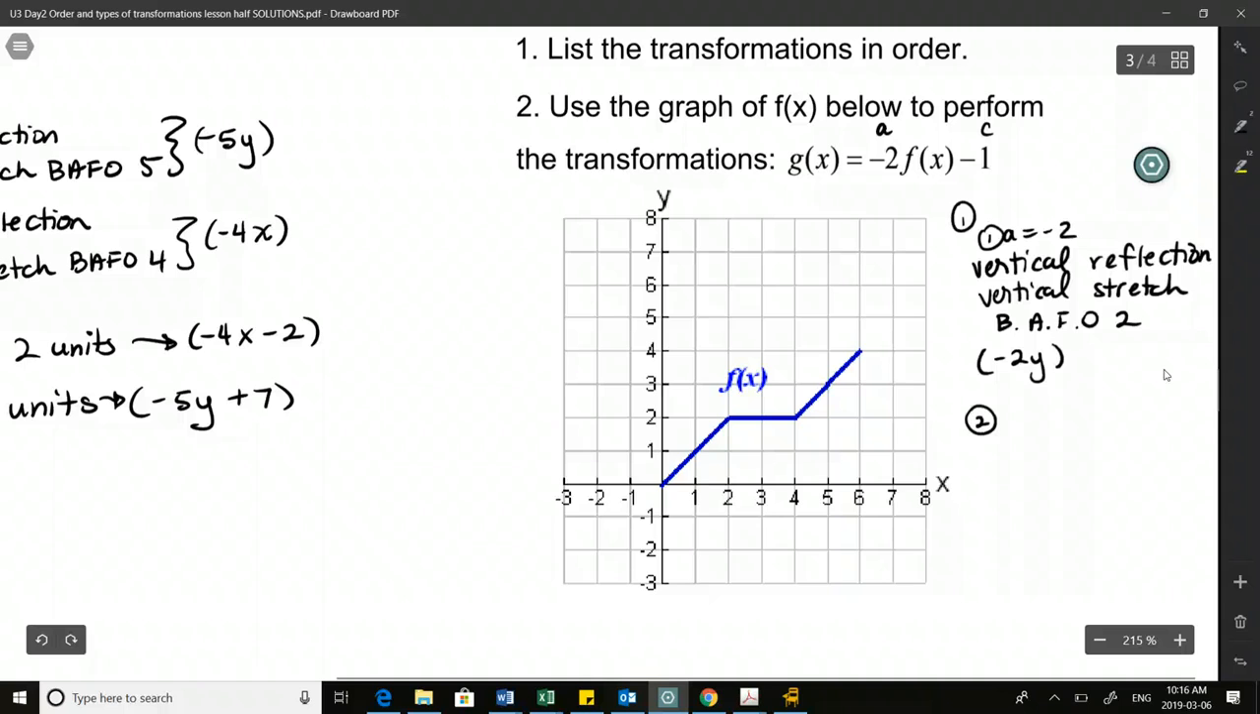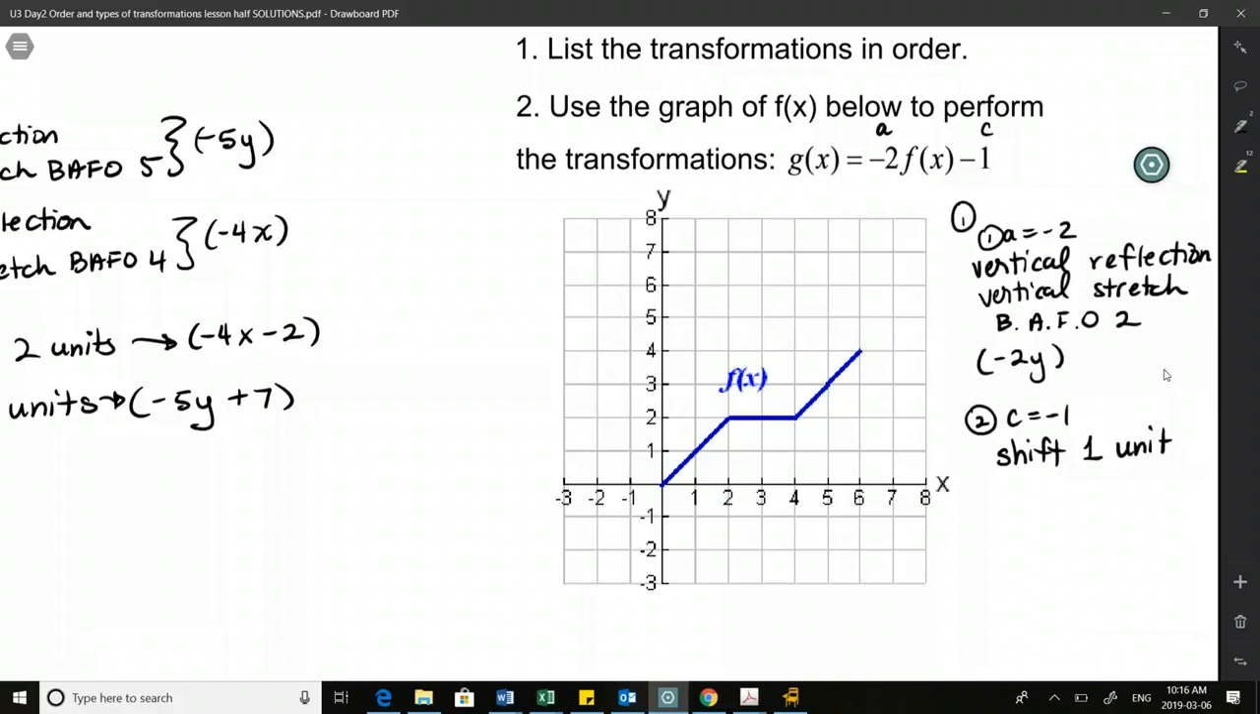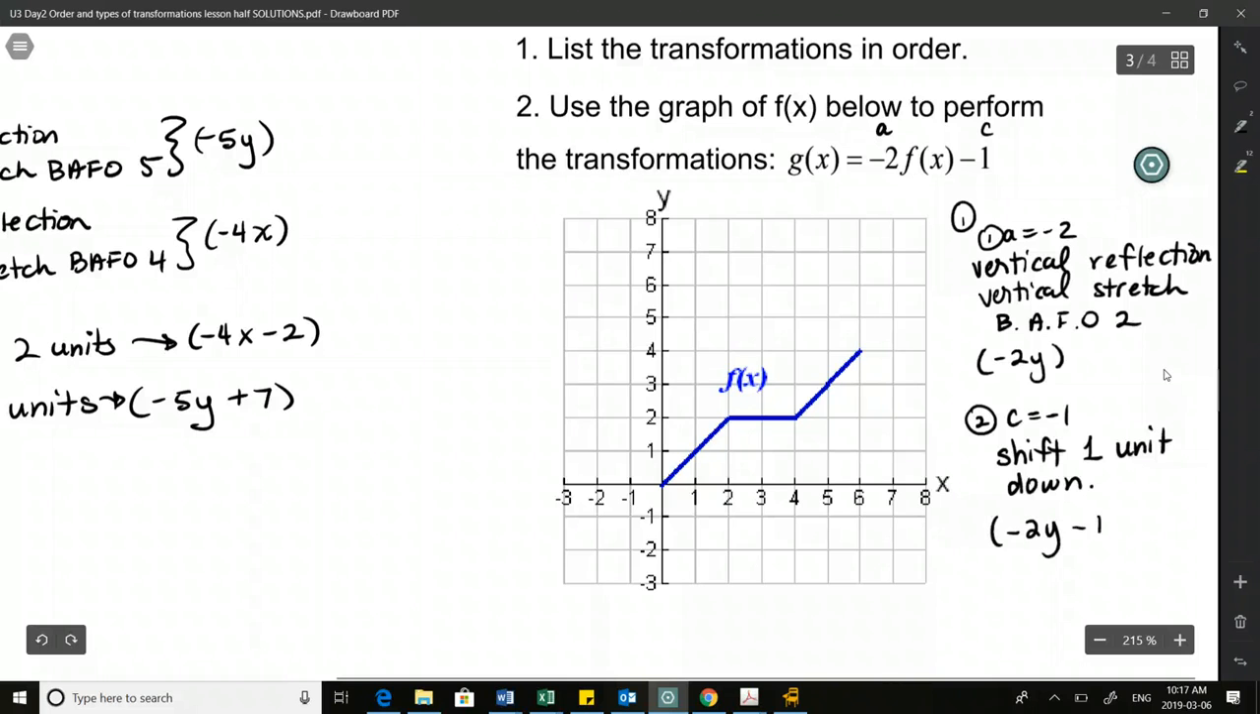And then our second transformation, that's when C is -1. Anyone have an idea of what this does? Kendall? Yep. Okay, I don't think we have to indicate vertical here because we're saying down, so I think that implies vertical. But if you feel good about saying vertical shift down, that's fine. So with our transformation from above, we're taking the y's, multiplying them by 2, and then subtracting 1 from them.